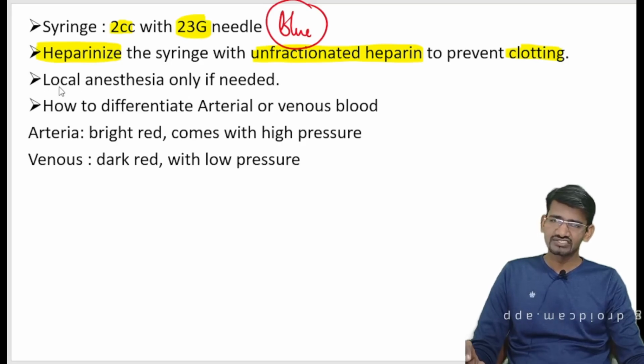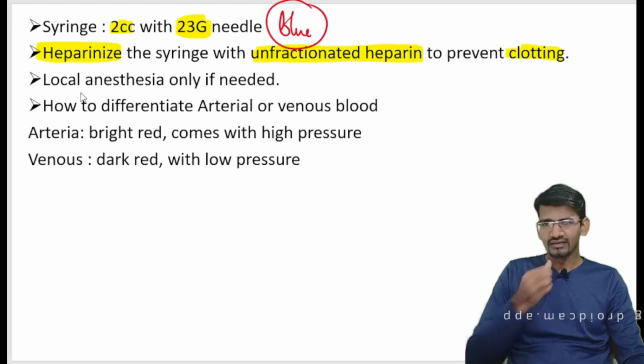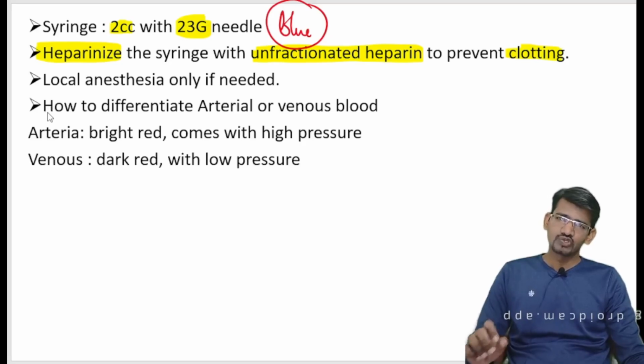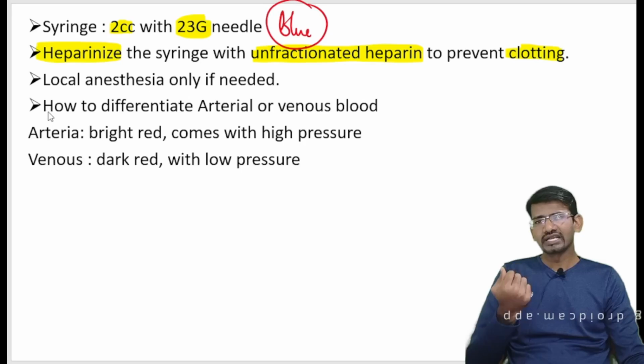Is anesthesia required while pricking the artery? In some patients it may be required, or some hospitals may recommend it. There might be a protocol in some hospitals where local anesthesia is given before we prick the artery. But routinely it is not done. Many hospitals don't consider giving local anesthesia for ABG sampling.